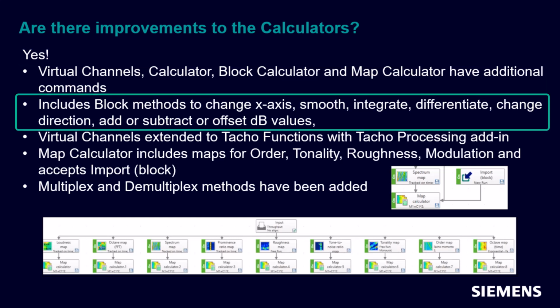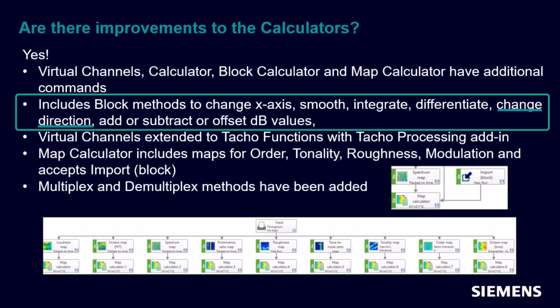Some things I'm highlighting, there are block methods for changing the x-axis. So if I have an order that's versus RPM, and I want to save it versus frequency, I can do that. Or vice versa. If I have an order that's versus frequency, and I want to save it versus RPM, I can do that. I can also smooth my block data. I can integrate, double integrate, differentiate, double differentiate. Those are available to you now.